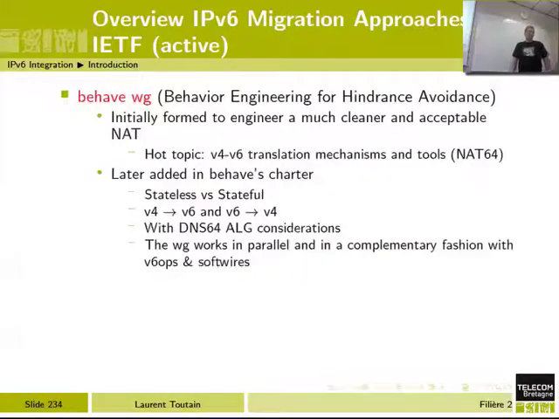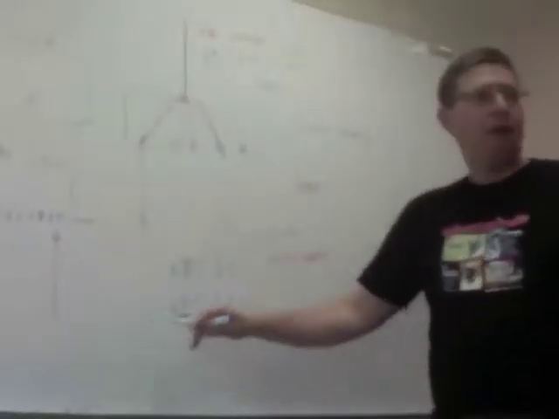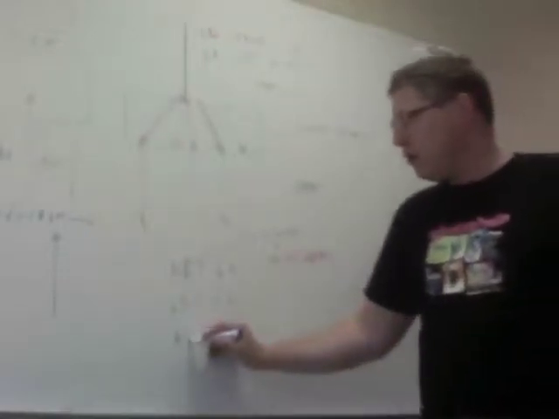And you have a last working group that works on transition, which is BEHAVE. BEHAVE is mainly designed for NAT. Originally it was NAT for IPv4, what we now call NAT 4.4, because we have IPv4 in one place and IPv4 in another place. I told you about NAT 6.4. It means that on one side you have IPv6, on the other side you have IPv4. But we can imagine other kinds of NAT.